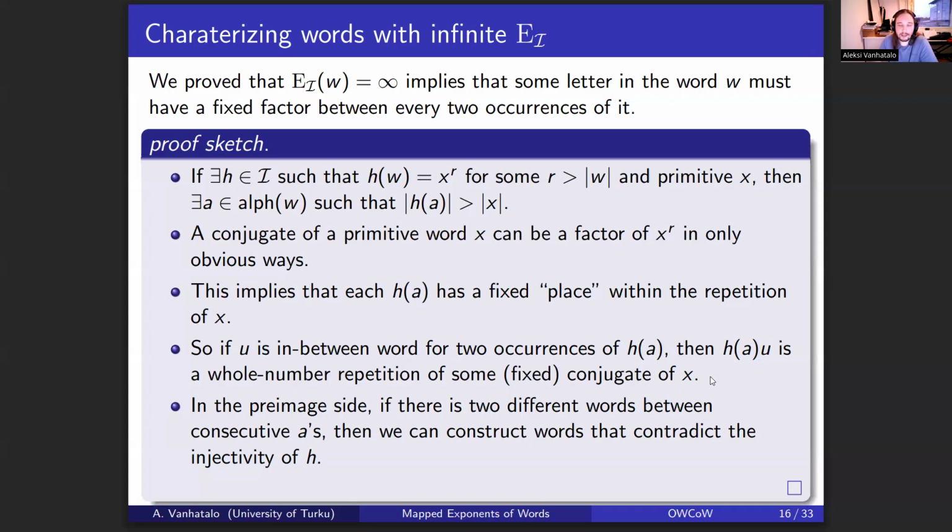And this goes a bit maybe fast. So you have to fill in the blanks in your mind or go read our preprints to actually get how this happens. But yeah, this is just a sketch. And in the pre-image side, after these observations, if there are two different words between consecutive A's, then we can construct words that contradict the injectivity of H.